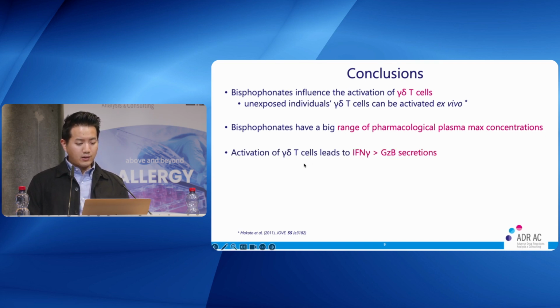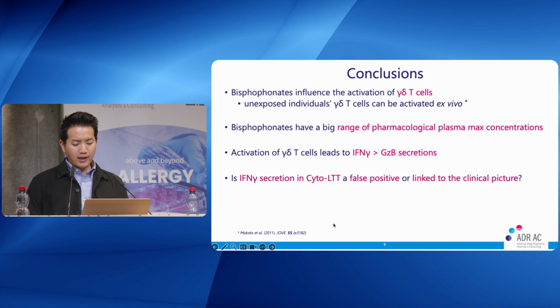And those patients where we see a strong interferon gamma and granzyme B secretion, this may be due to rather the gamma delta T cells influence that we see in the Cyto-LTT. And of course, then the question is this a false positive, or is this rather linked to the clinical picture? And this is open up to discussion still, actually, because we observe this. We see this high positivity rate.